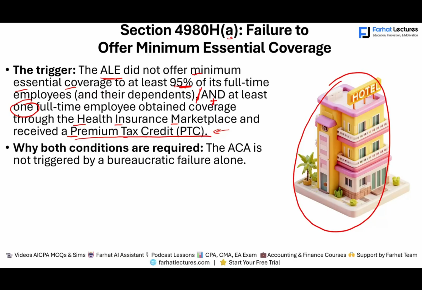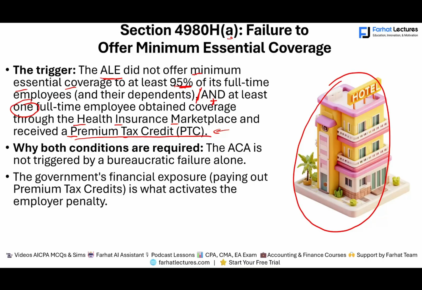The government says, well, one of your employees is coming to me, and that's not acceptable. So if none of the employees go to the health insurance marketplace, you don't have to offer minimum essential coverage. You don't have a penalty. So the government's financial exposure, the premium tax credit payout, is what activates the employer penalty, because the government says that's your responsibility. And because you did not give them insurance, although it's one employee, 1 out of 1,000, it doesn't matter. I'm going to penalize you for all your employees.